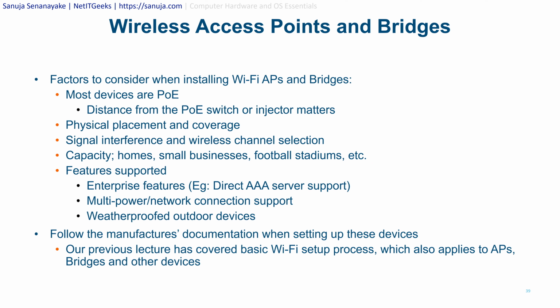So, factors to consider when installing Wi-Fi access points and bridges. Those include that most devices are PoE. PoE stands for Power over Ethernet, which I will discuss in the next few slides. For now, just remember PoE stands for Power over Ethernet, and that allows you to put a wireless access point or a bridge in a building without the need to supply it with a separate power source. So power will be provided through the Cat6 cable or Cat5e cable directly. So you do not need to have a separate power source. That's what Power over Ethernet is going to do.